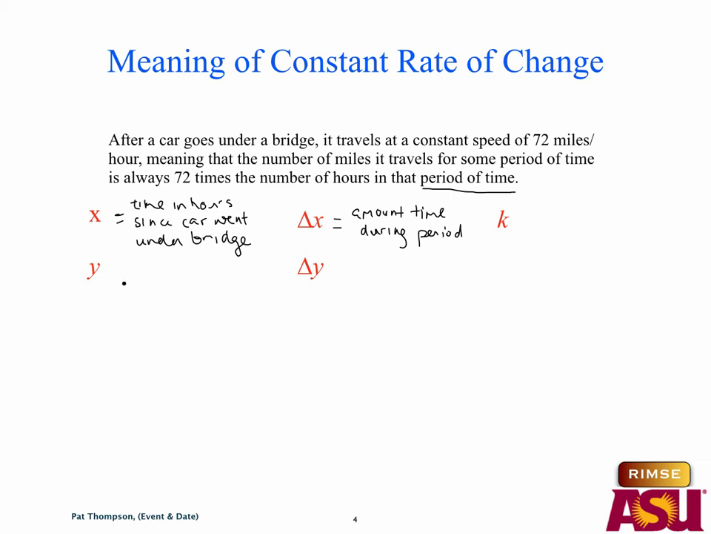Okay, so what about y? What is y going to represent? Number of miles traveled after going under the bridge. Great. Okay, what about delta y? So this is the number of miles traveled in the given period of time, right?